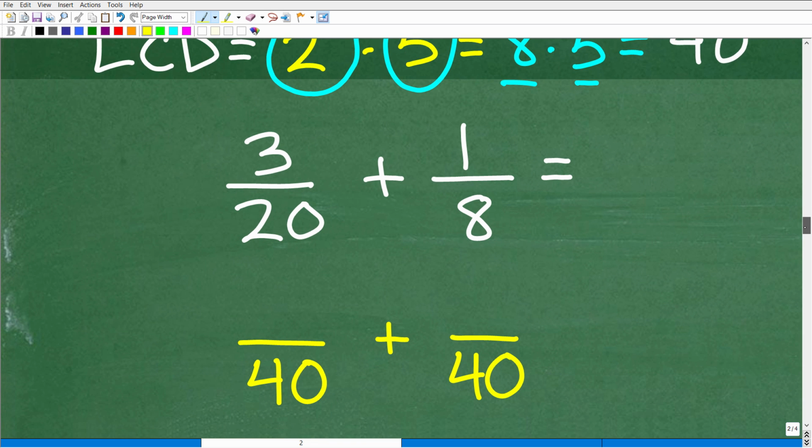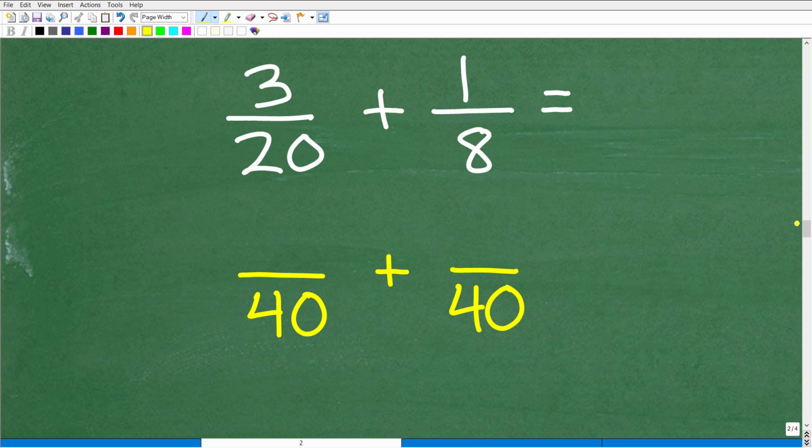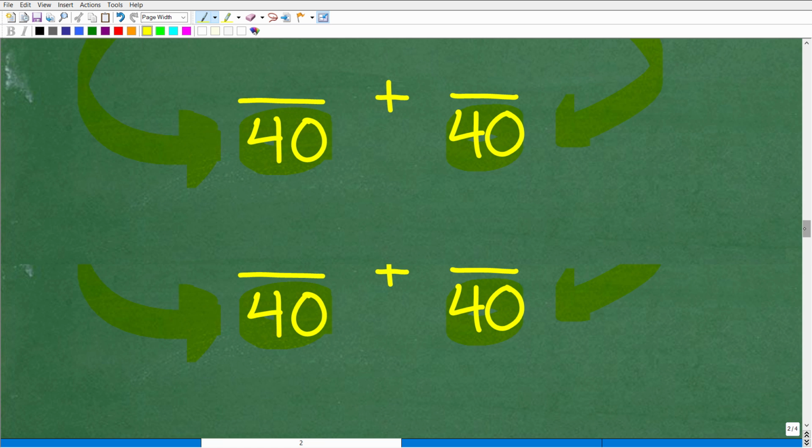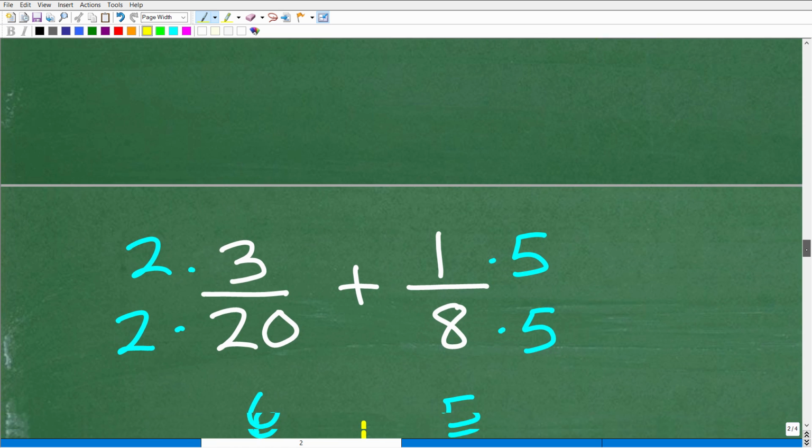Okay, so now that we know that the LCD is 40, what we need to do is go back to our problem and say, okay, we got the LCD, it's 40. We need to rewrite each of these fractions such that the denominator is 40. So we're going to have to do a little bit of work here to convert or rewrite 3 over 20 into a fraction where 40 is the denominator, and 1 over 8 where 40 is the denominator. And of course, to do that is not that difficult per our previous example.